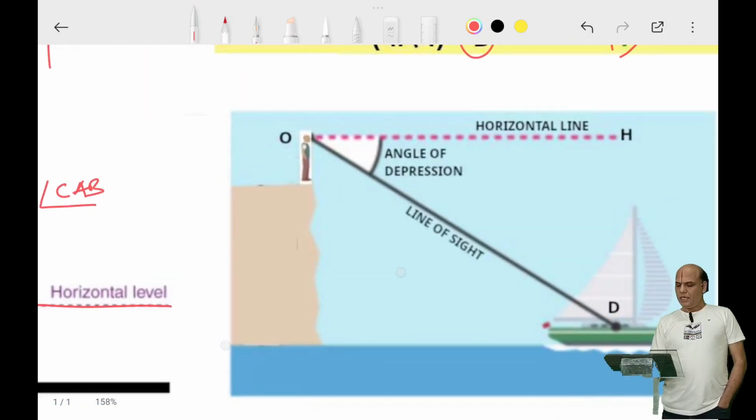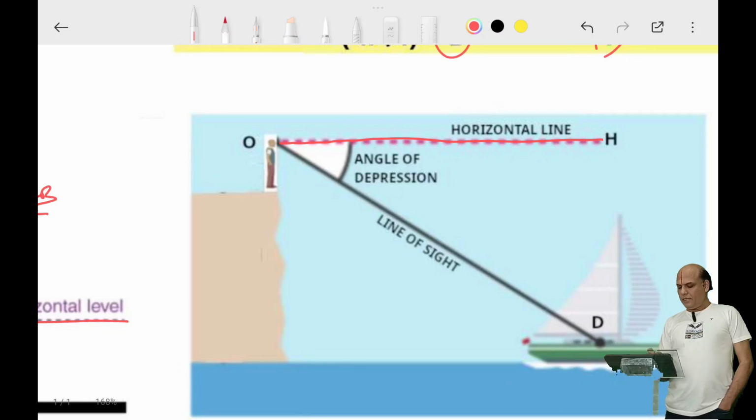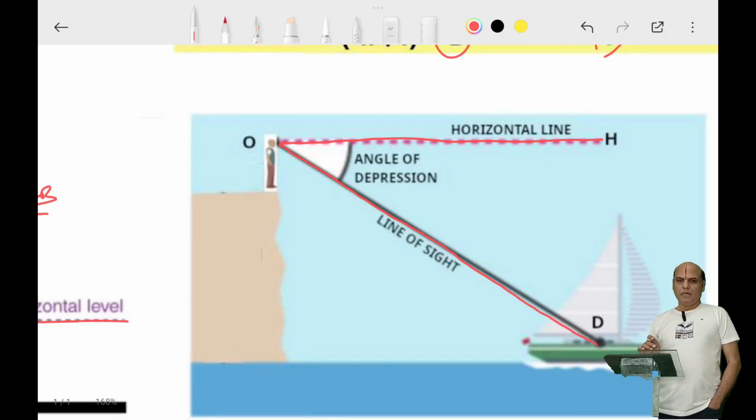Now, if there is an observer who is standing on a rock at a sea coast, okay, and he is looking at a ship downwards. Here, his eye level is the horizontal line. Then the line joining his eye and the object, that is the ship here, would form the line of sight. Because he is looking downwards, this angle is called the angle of depression. So because he is looking downwards, it is the angle of depression.